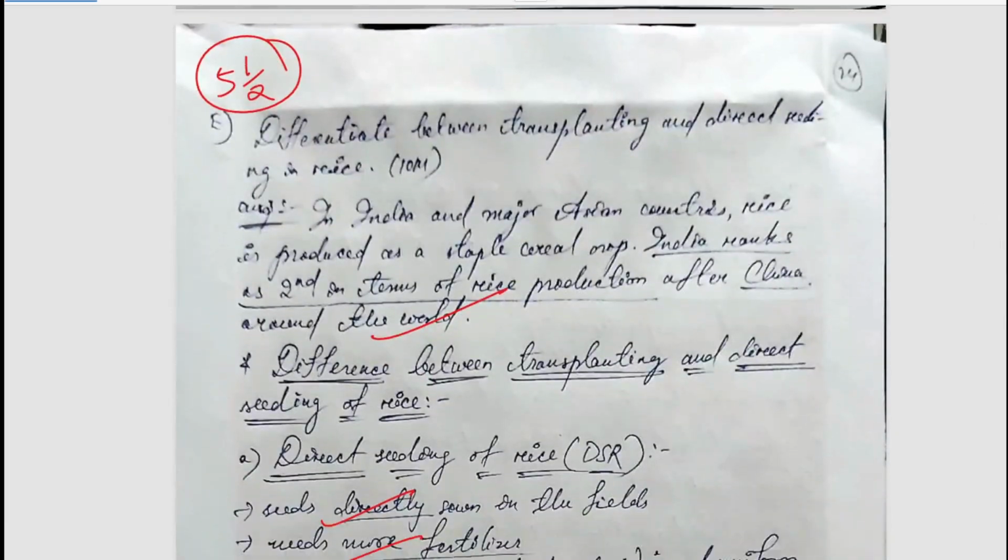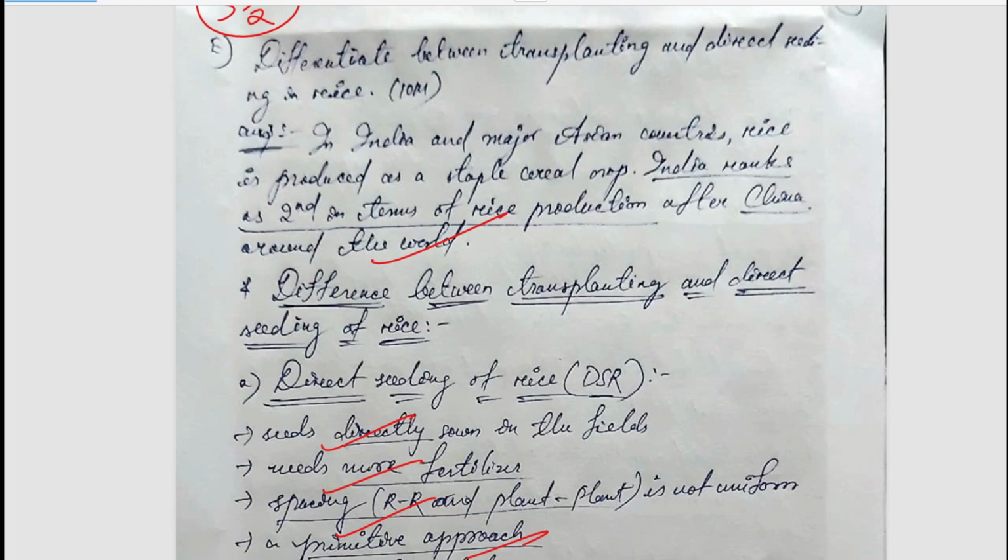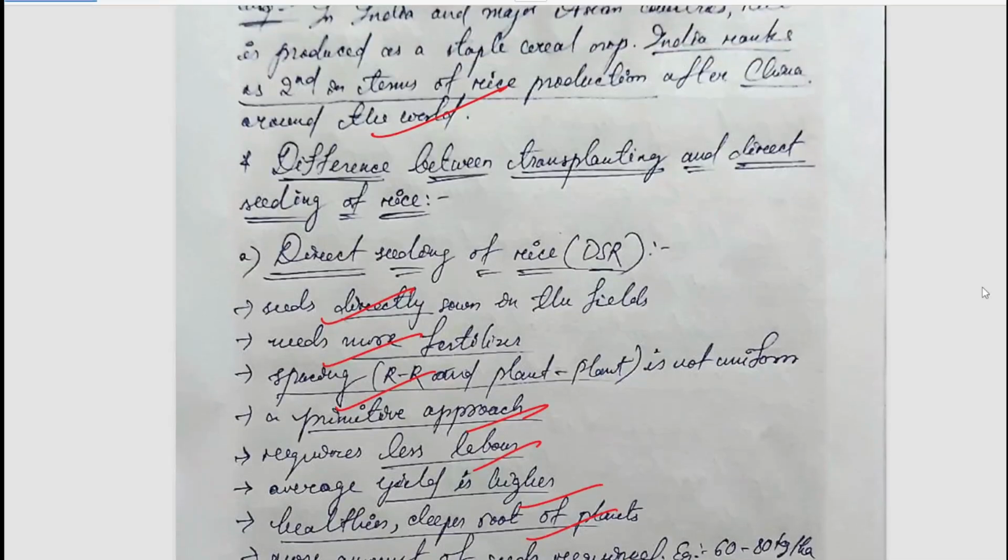Now let's move to the next question. The next question is differentiate between transplanting and direct seeding of rice. So obviously the student has first mentioned direct seeding, then transplanting. But I will suggest you go for this table. This is more appropriate. I am not saying that this is wrong, but with this table it will be easier for the examiner to examine, and obviously you can fetch a slight edge on marks. So you can prefer this. I would personally prefer it, but it is up to you.